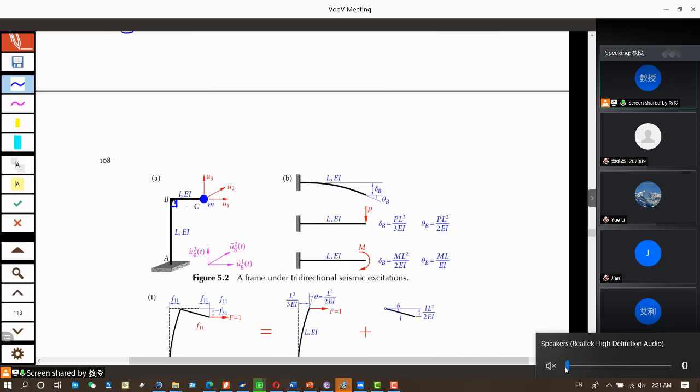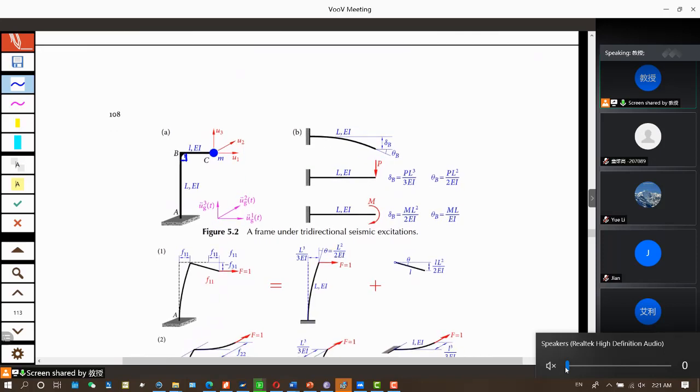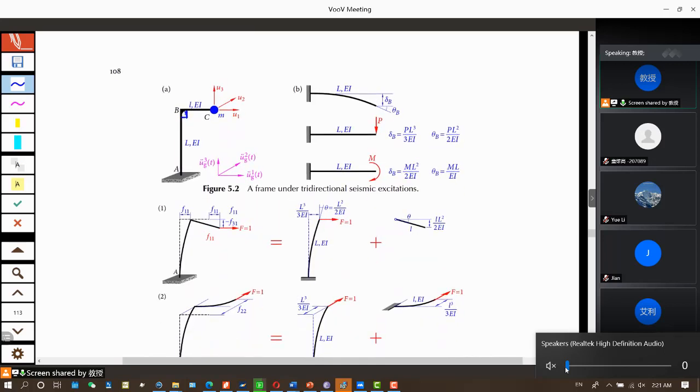sometimes it's easier to find the flexibility matrix. Okay, and K and F are inverse matrices. So in this case, it seems it's easier to find the flexibility matrix.